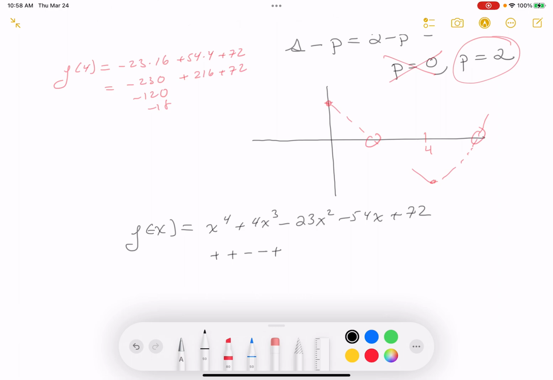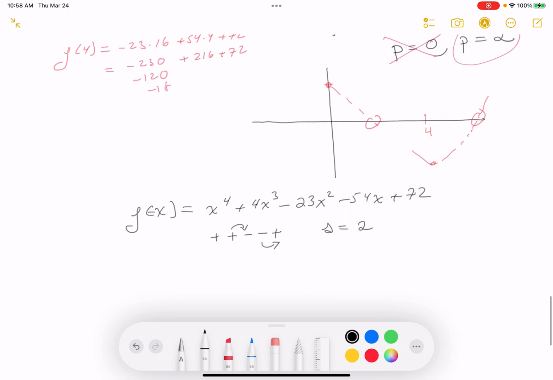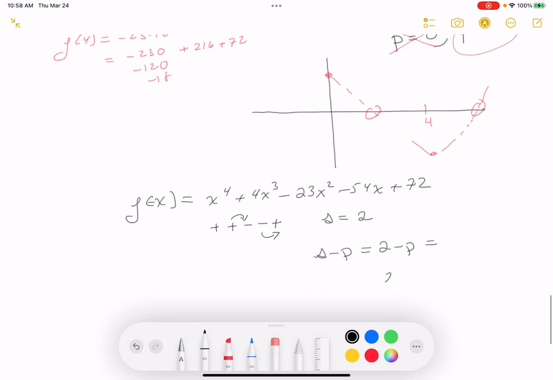All right, let's take a look. There's one change here, and there's going to be one change here. All right? So what's S? S is 2. Let me put this down. S minus P equals 2 minus P. This must be a non-negative even integer. So what could P be? P could be 0, or P could be 2.